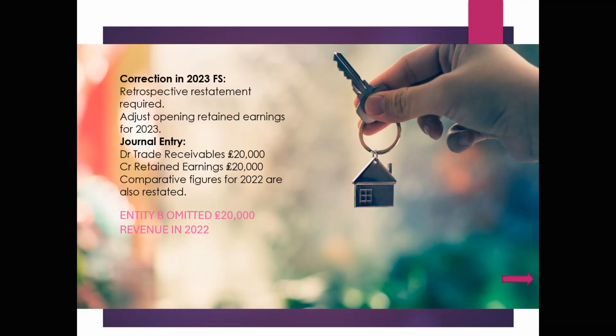Have I missed a question? Okay. So, next question. Entity A changes its inventory method from FIFO to AVCO. FIFO closing inventory in 2023 is 120,000 pounds. Then AVCO closing inventory 2023 is 110,000 pounds. So, how would you treat this?